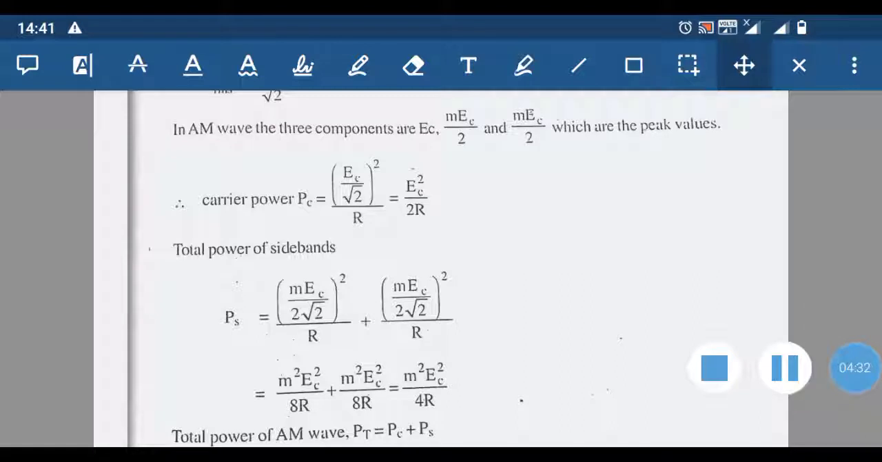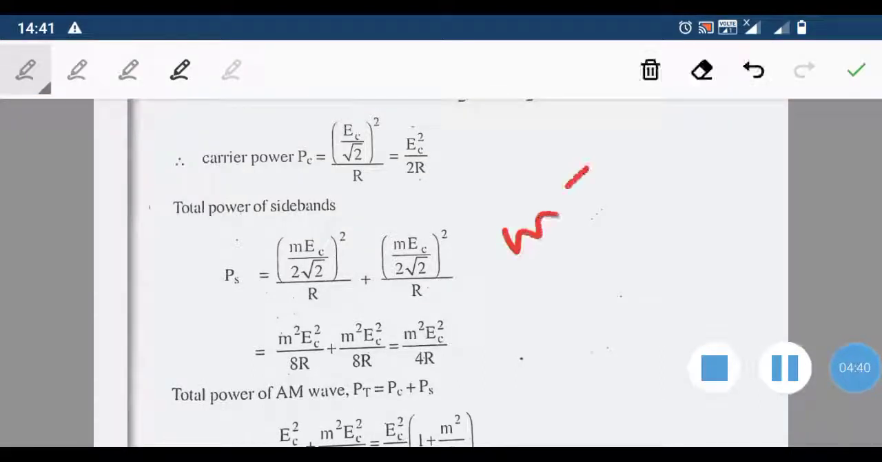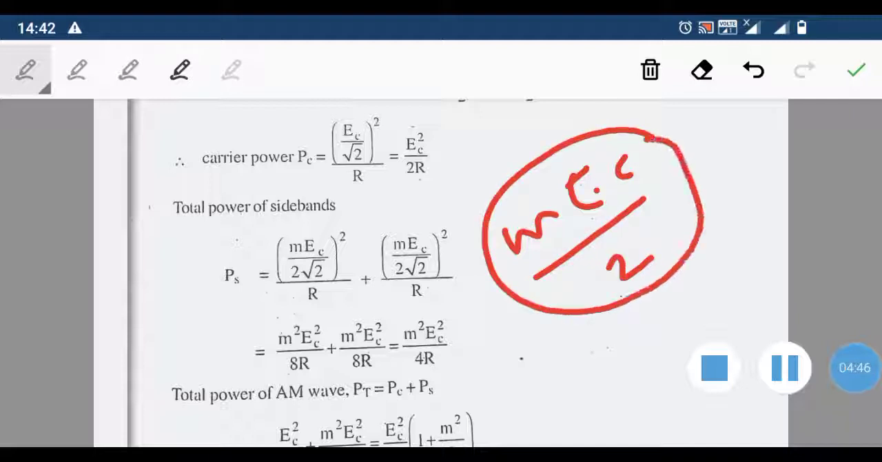Next we have to evaluate the power of the sidebands. The sideband has an amplitude of MEC divided by 2. So this is the amplitude of this sideband. Its RMS value will be MEC divided by 2 into root 2, that is, the total value divided by root 2, or the peak value divided by root 2.